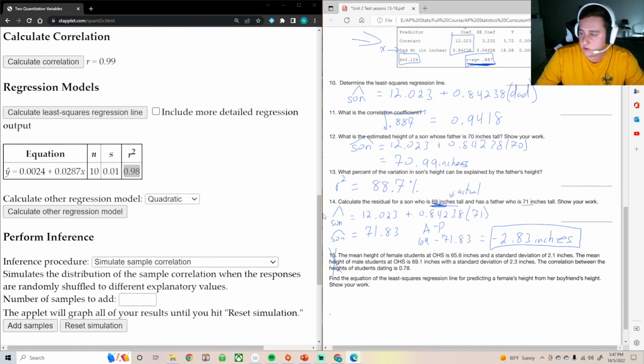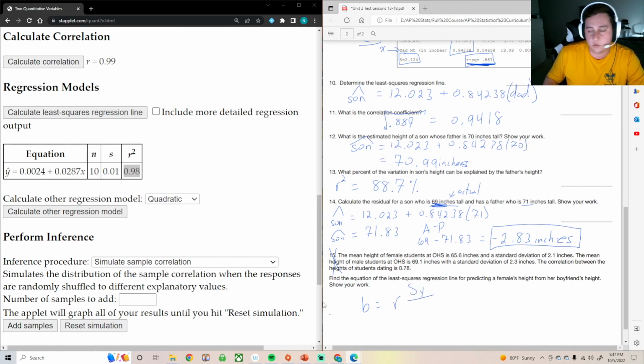So again, if you'd like to try number 3, you're welcome, or number 15, you're welcome to. It's pretty difficult. It involves the formulas from before about b equals r times the standard deviation of y over the standard deviation of x, I think, and then you have to use the formula for a, which I don't even remember what that one is. So it's on the formula sheet for a reason, because they're hard to memorize. So if you want to give this a shot, you're more than welcome to.